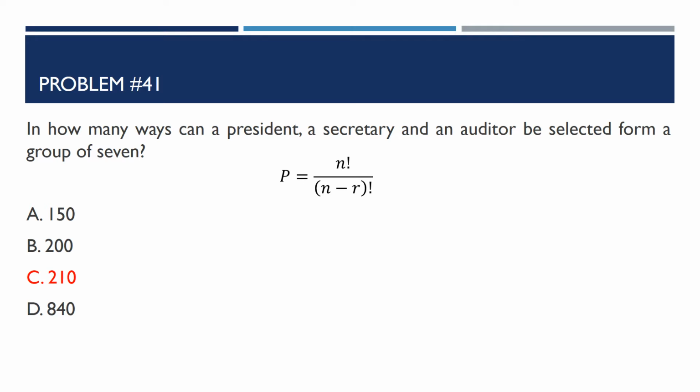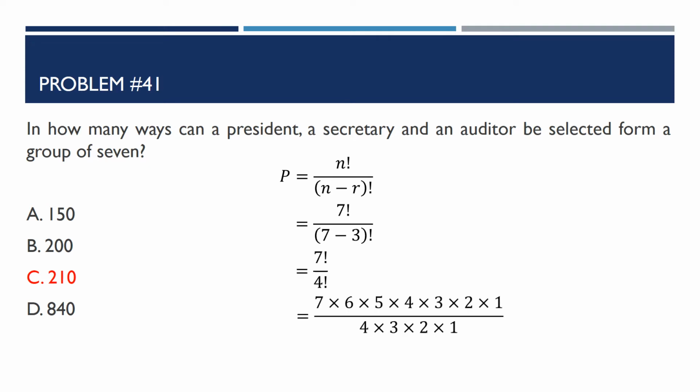So here's the formula: n factorial over n minus r factorial, where n is the number of people and r is the number of positions. So there are 7 people and there are 3 positions, so r is 3. And then we subtract 7 minus 3, that's 4. And then we expand so that we can cancel and reduce it to make it easier for us to compute. So we can cancel 4, 3, 2, and 1.